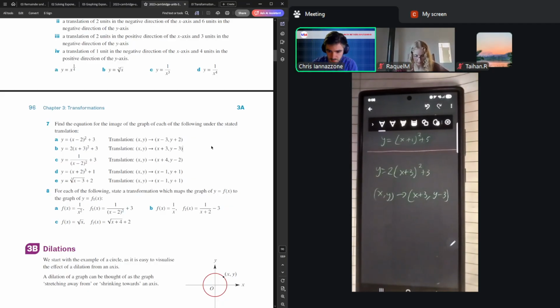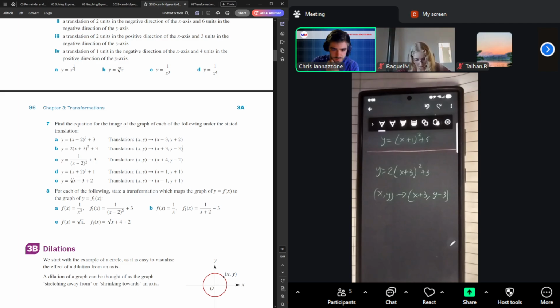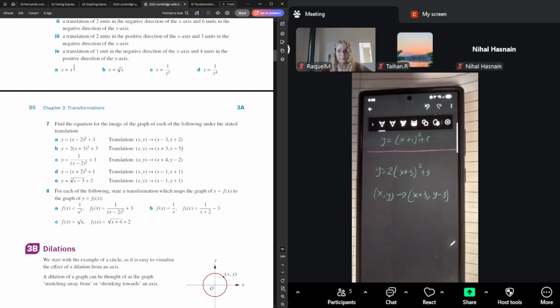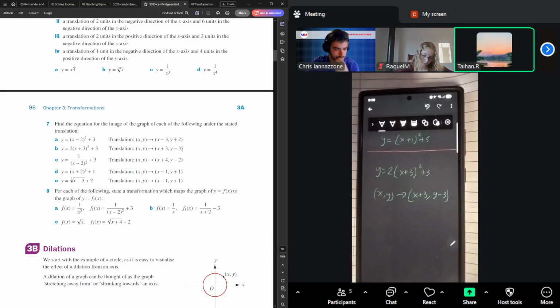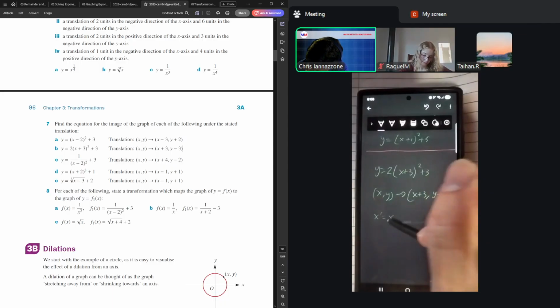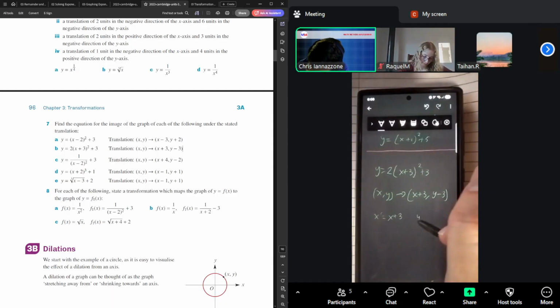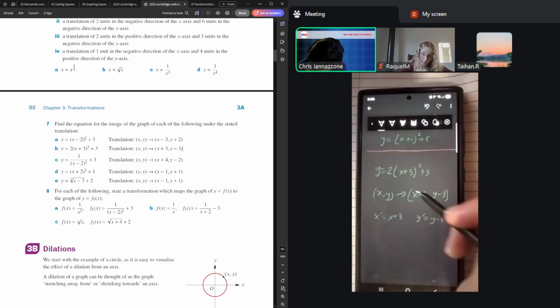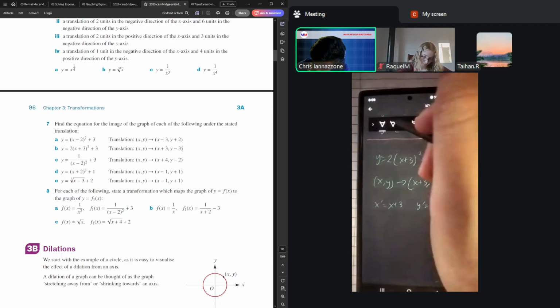All right, when you're ready, who wants to walk me through this one? So you just have x dash equals x plus 3, and y dash equals y minus 3. Perfect. X dash is this thing, y dash is this thing.